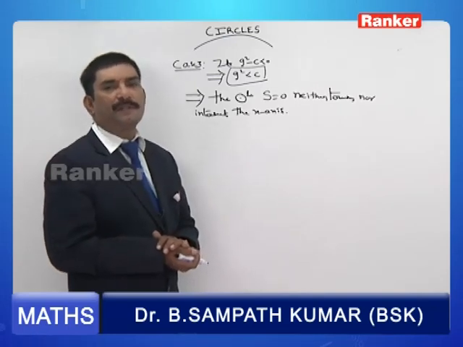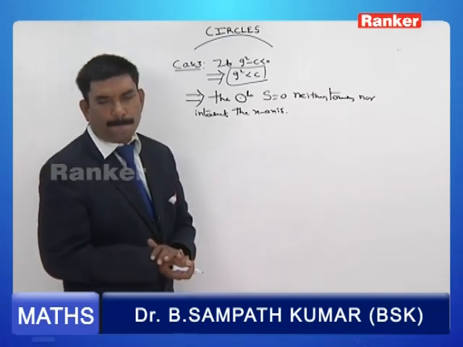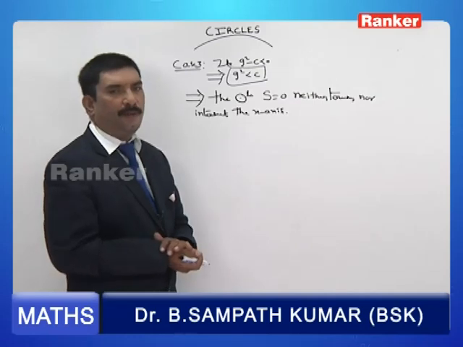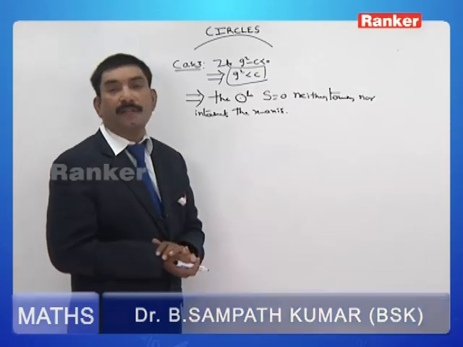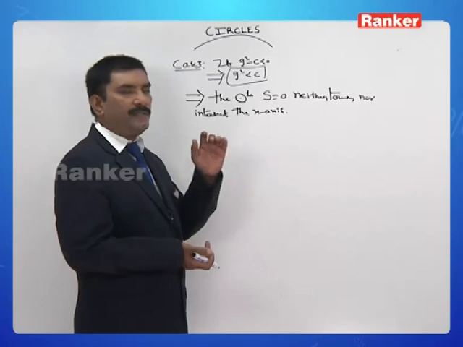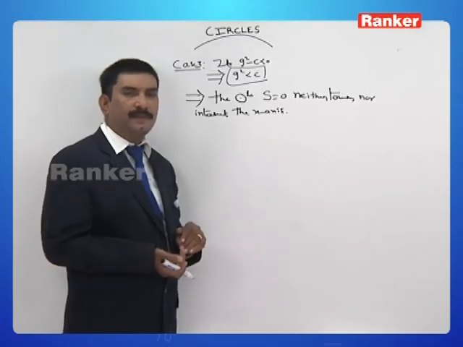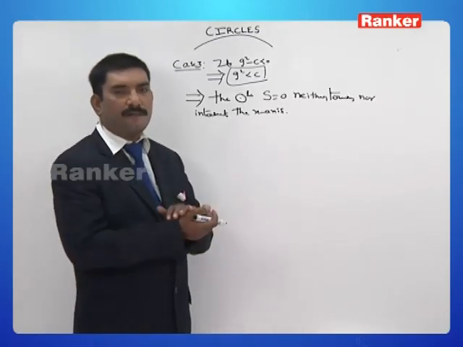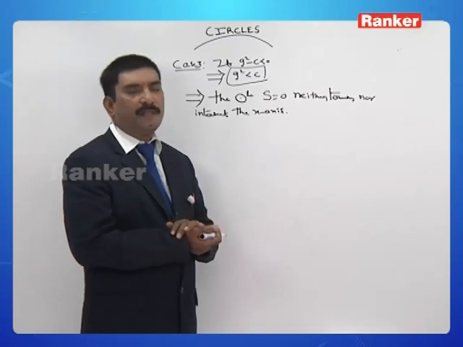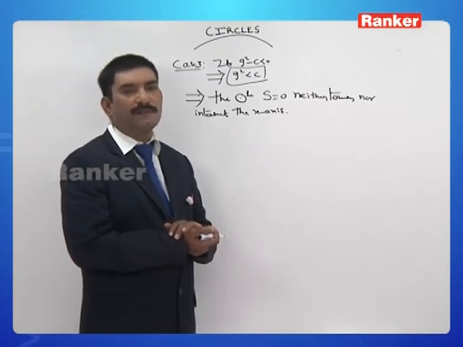2 into square root of g square minus c. On that discussion, we have imposed some conditions. What is that? g square minus c greater than 0. Then the circle cuts the x-axis in 2 points. The length of the chord is 2 into square root of g square minus c.